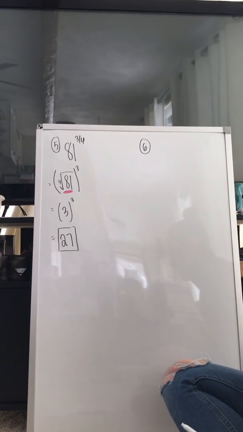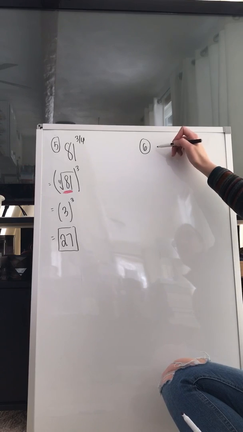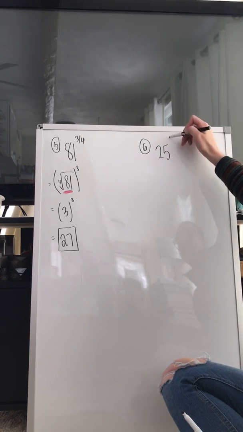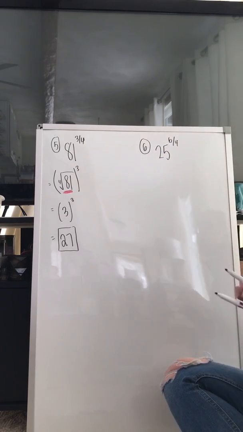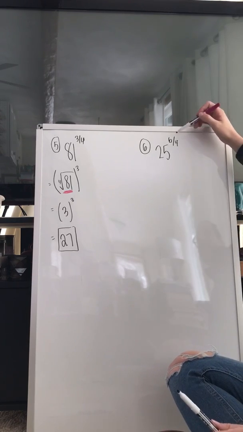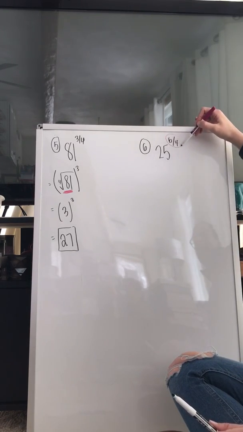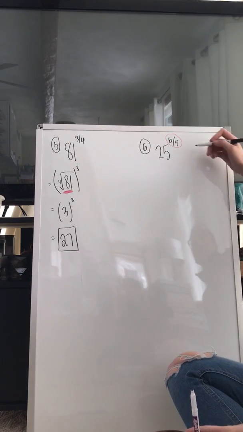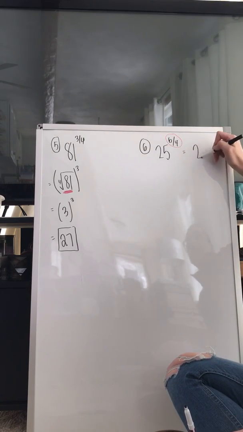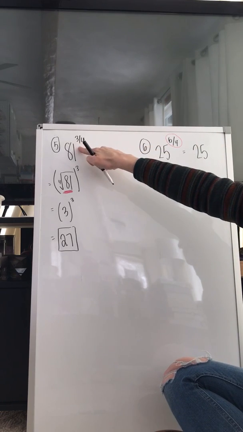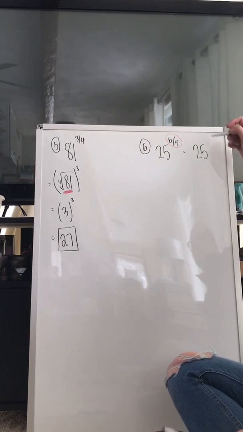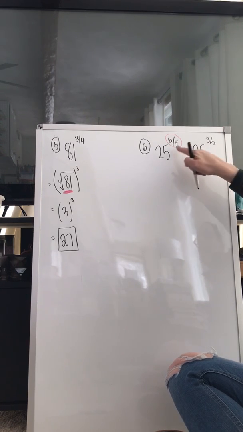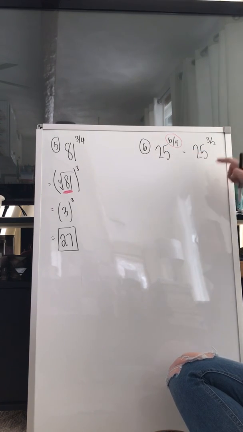All right, next example is a little bit different. This time it's asking us to evaluate 25 to the 6 over 4. So again, I'm noticing I've got a fractional exponent, but here I can actually simplify this fraction. 6 over 4 can be simplified to 3 over 2. So that's my first step I'm going to take here. That one's a little bit different because 3 over 4 was already in simplest form. We didn't have to do any work here, but I'm going to rewrite this as 3 over 2 rather than keeping it as 6 over 4.